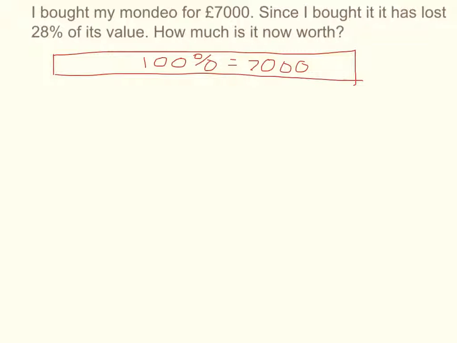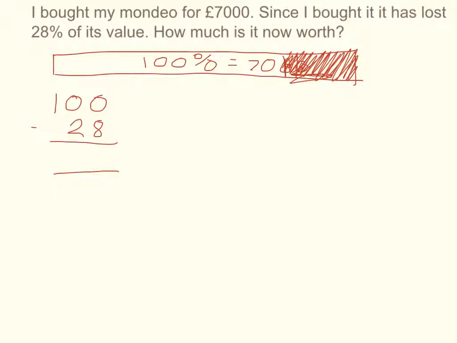But it's lost 28% of its value. So this bit over here has gone. I don't know where it's gone, but it's just gone. So the question is, what percentage am I left with? If I do 100 take away 28, hopefully you're realising that that is 72. So I've actually got 72% left.